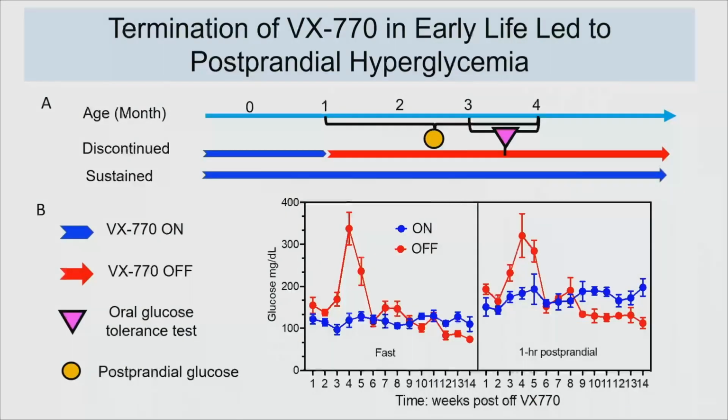And we also examined the glucose response after removing the VX-770. We did the oral glucose tolerance test. We found that after removing the VX-770, CF ferrets developed postprandial glucose hyperglycemia. So this is a typical feature in CF patients.